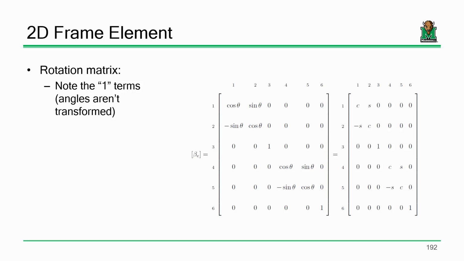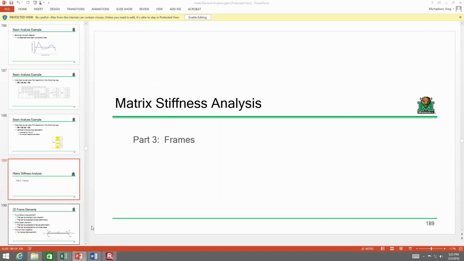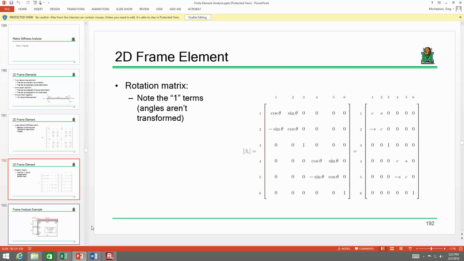Now, what about the rotation matrix? Now this one's a little interesting. Okay? My rotation matrix has sines and cosines in it, just like last time, but I've got this 1 here. Let's think about what that means. That means that my angle of rotation stays the same regardless of the coordinate system. And that makes sense if you think about it, because, let me see if I can draw here on the screen.